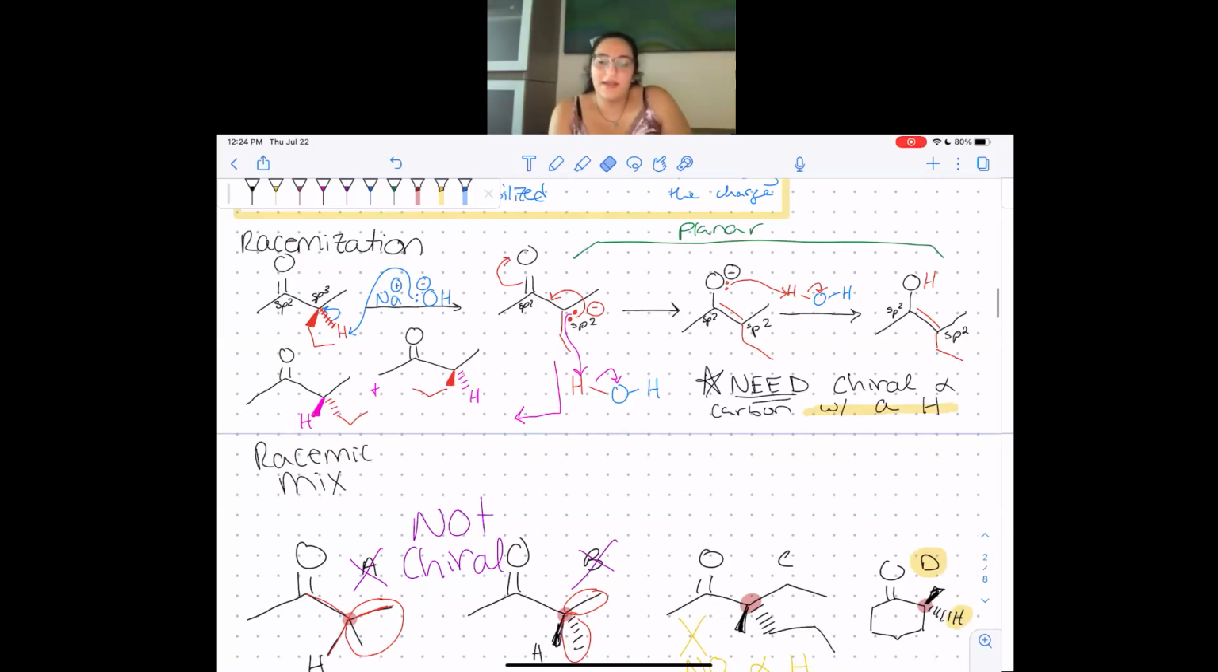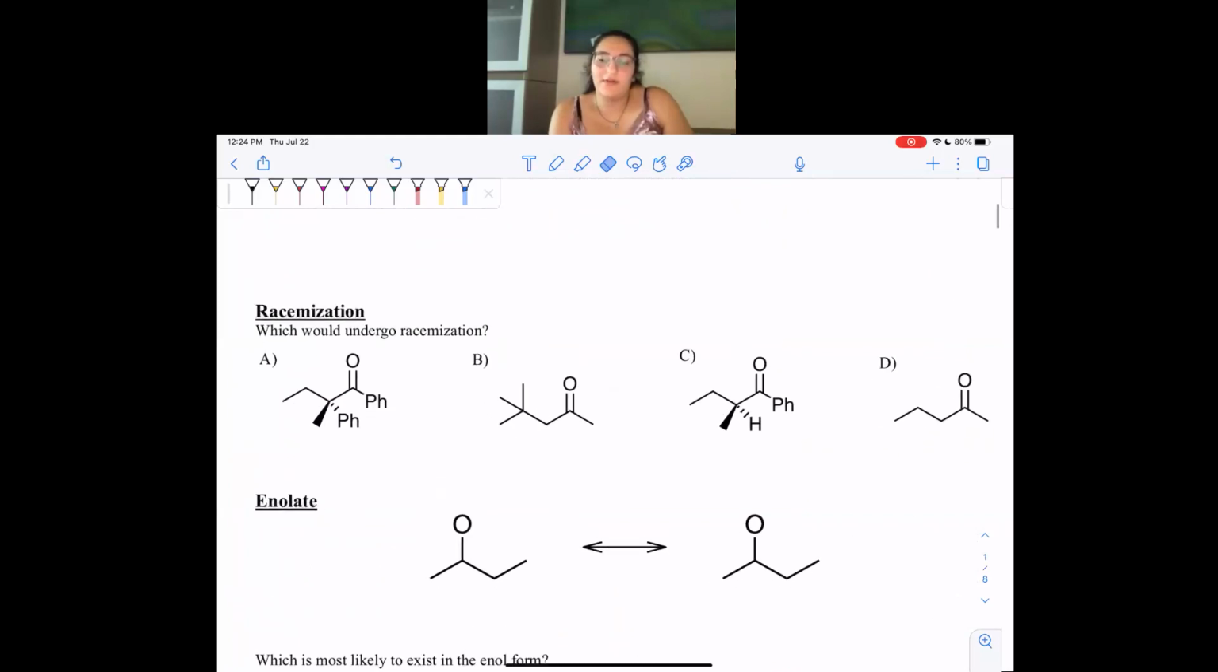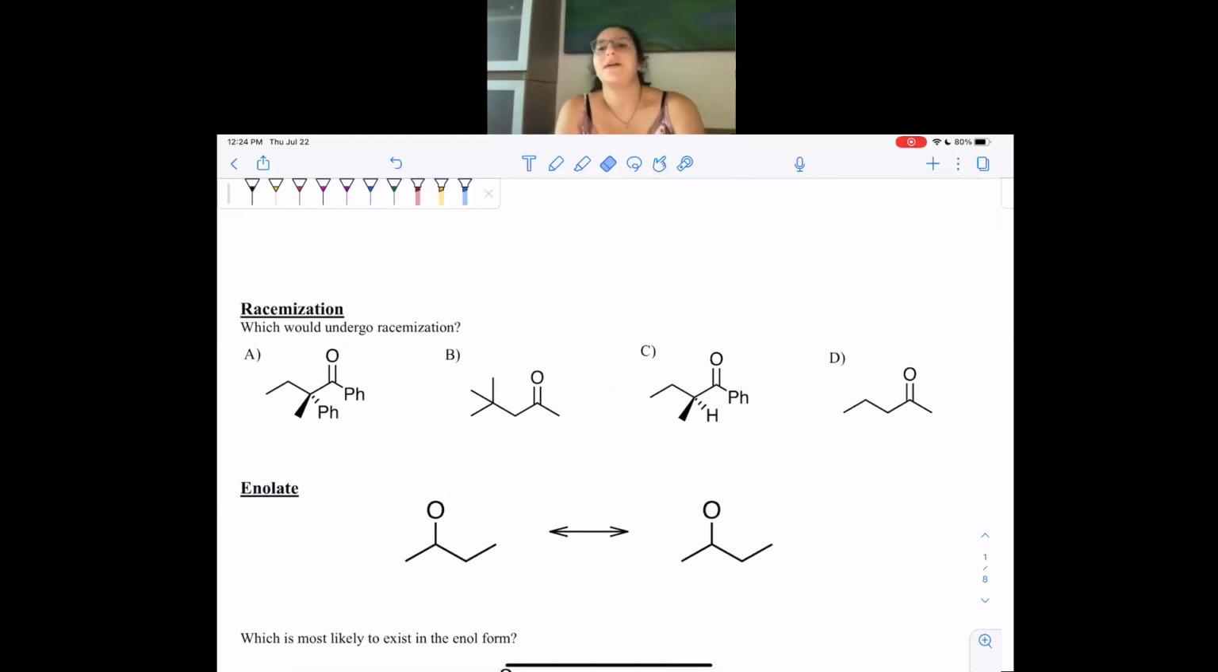And let's scroll up to the handout part. I have another question that's very similar, and so we're going to summarize today's session by doing this question. Please tell me which one of these guys can undergo racemization. Okay, we got a couple answers, and they're all correct. Yay! Okay, so if you didn't get it, that's okay. C is the right answer.